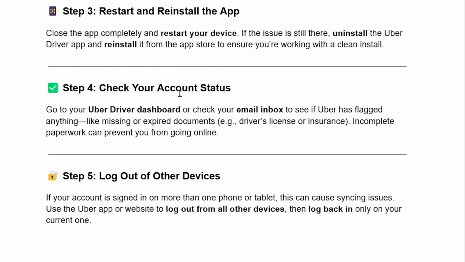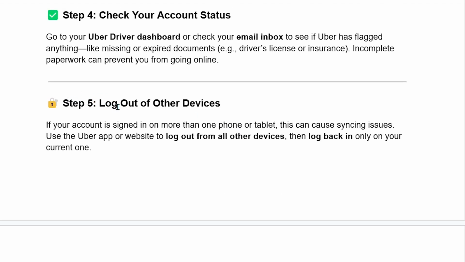Step 4. Check your account status. Go to your Uber driver dashboard or check your email inbox to see if Uber has flagged anything like missing or expired documents, for example, driver's license or insurance. Incomplete paperwork can prevent you from going online.